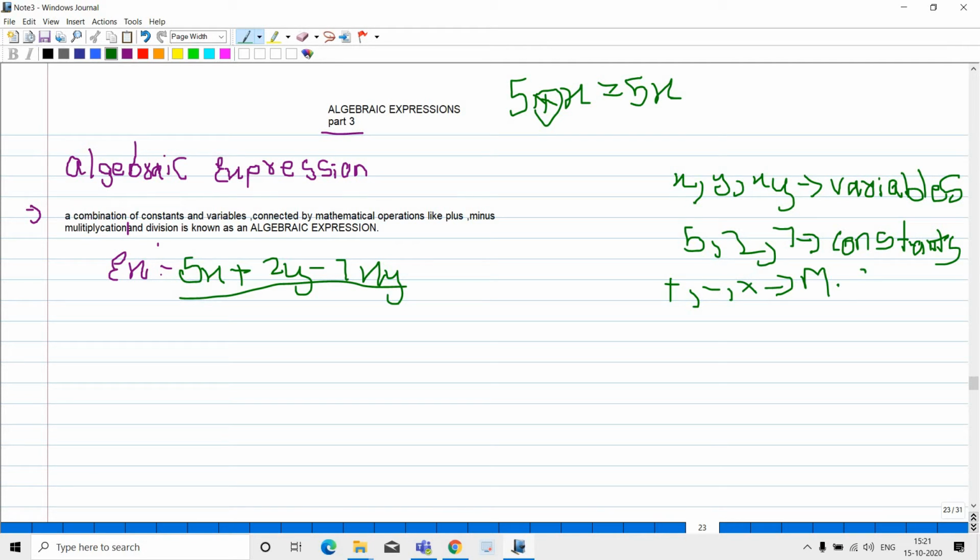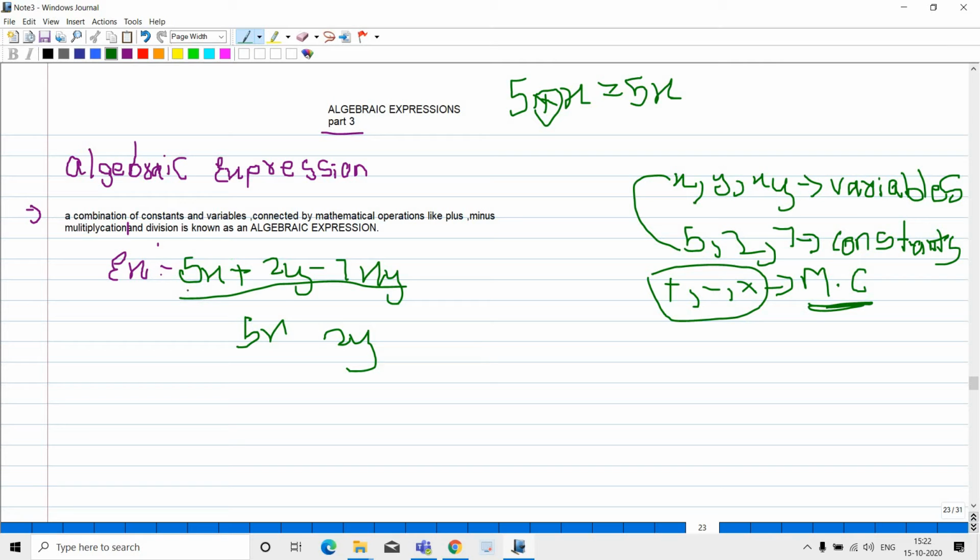It is a mathematical operation. So here what they said in the definition: a combination of constants and variables connected by mathematical operations. These mathematical operations are connecting variables and constants. See here, 5x plus 2y. When the plus symbol is connecting these two terms, that time it happens 5x plus 2y. If the plus symbol is not there, it remains 5x and 2y. We can't call them 5x comma 2y, we can't call them anything.